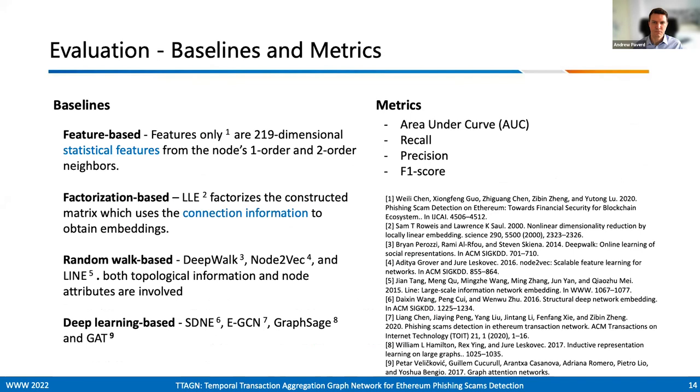The baselines of the work include feature-based methods where only the node attributes are considered, factorization-based network embedding methods like LLE, and random walk-based network embedding methods like DeepWalk, node2vec, and LINE, where both topological information and node attributes are involved. In addition, we also use some popular deep learning based network representation methods like SDNE, EGCN, GraphSAGE, and GAT to learn node representation. Our evaluation metrics include area under the ROC curve, recall, precision, and F1 score.